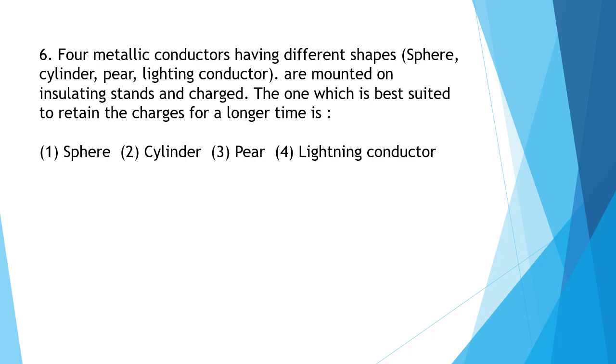Question 6. Four metallic conductors having different shapes, sphere, cylinder, sphere, lightning conductor, are mounted on insulating stands and charged. The one which is best suited to retain the charges for a long time is... So the answer to this is sphere, as in case of a spherical metal conductor, the charge spreads uniformly over the entire surface and therefore they stay longer on the spherical surface.